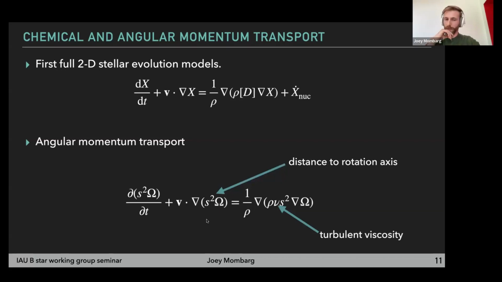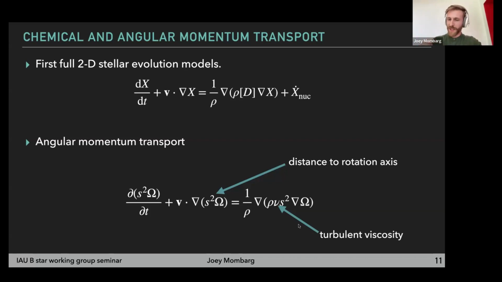Similarly, we also solve now for the angular momentum transport. So again, the term due to meridional circulation or advection, and a term that's driven by the turbulent viscosity. And so this is again a free parameter in our models. So the turbulent viscosity gives a sense of how efficiently angular momentum is transported in these models.